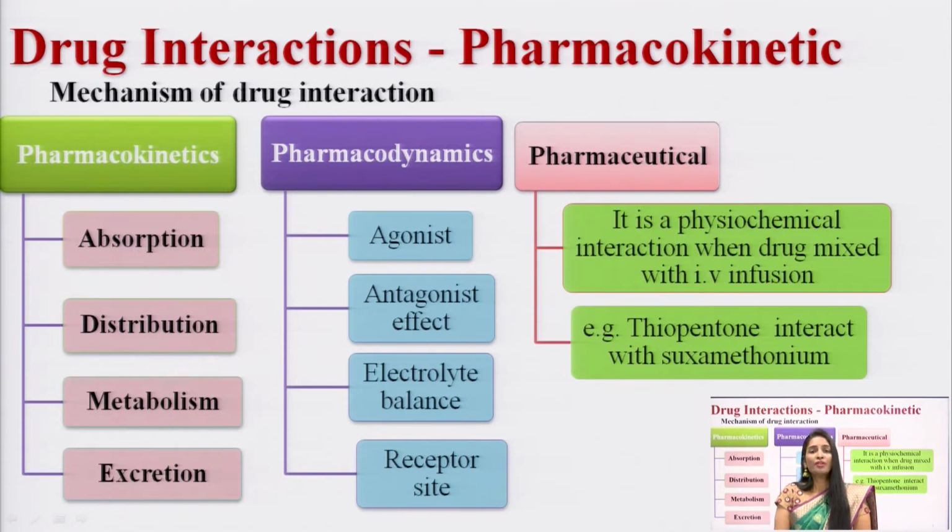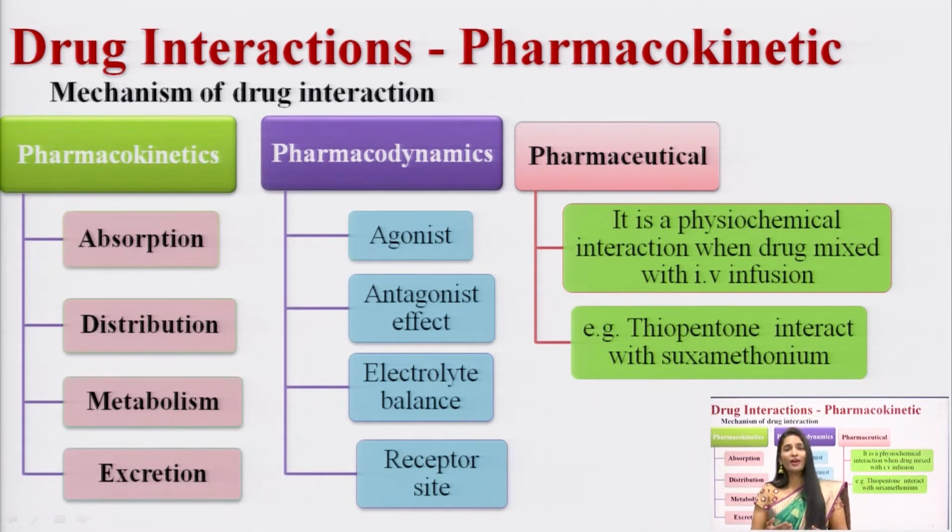Next, according to its mechanism of action, is pharmacodynamic drug interaction. Pharmacodynamic drug interaction is again categorized into four types: agonist, antagonist, electrolyte and finally receptor site. And pharmaceutical drug interaction is a physical-chemical interaction when a drug is mixed with an intravenous infusion.